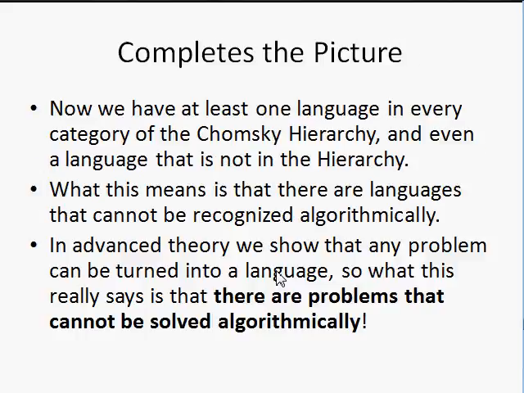So now we have a language in every one of the concentric circles of our Chomsky hierarchy, and we even have a language that is outside the entire hierarchy. So what this really means is that there are languages that you can't recognize with an algorithm. Remember, we equate Turing machines by Turing's thesis. We say that if a problem is solvable algorithmically, then it can be solved by a Turing machine. So there are languages that can't be recognized by any Turing machine. And so what that really means is that there are problems that cannot be solved algorithmically. Not every problem is solvable.